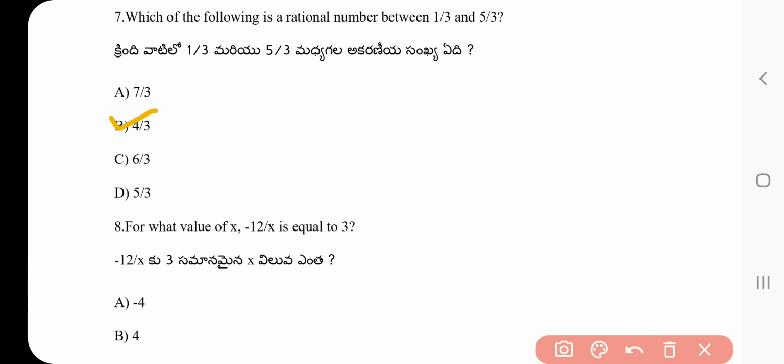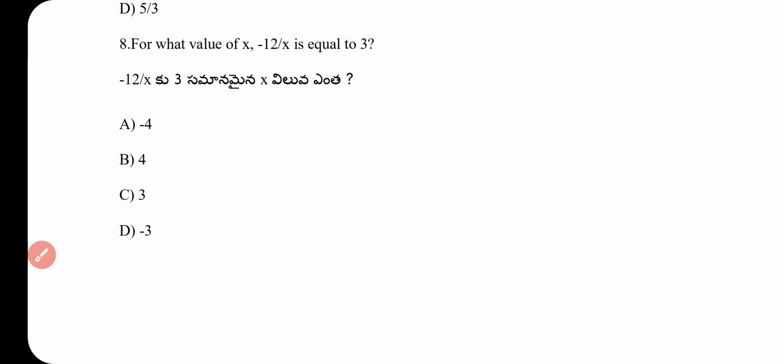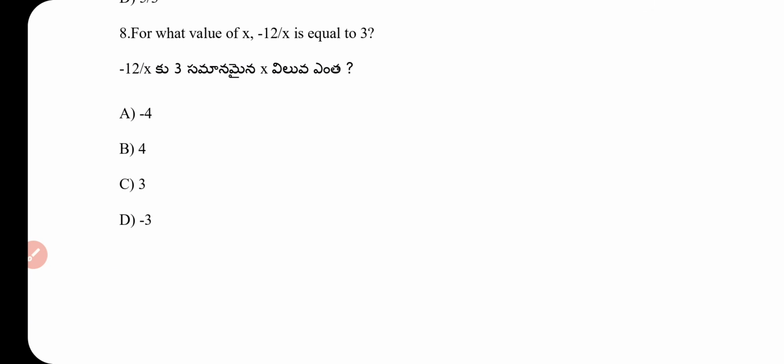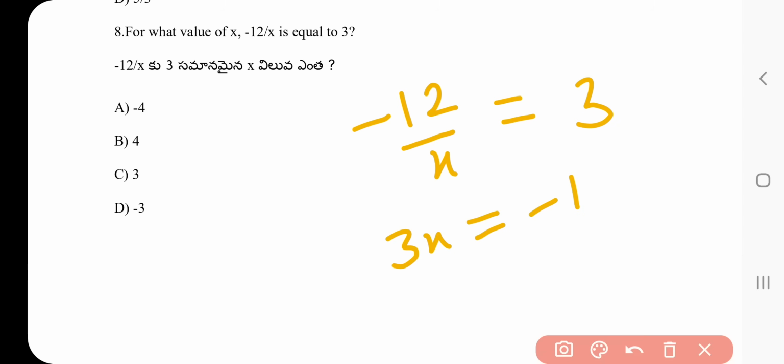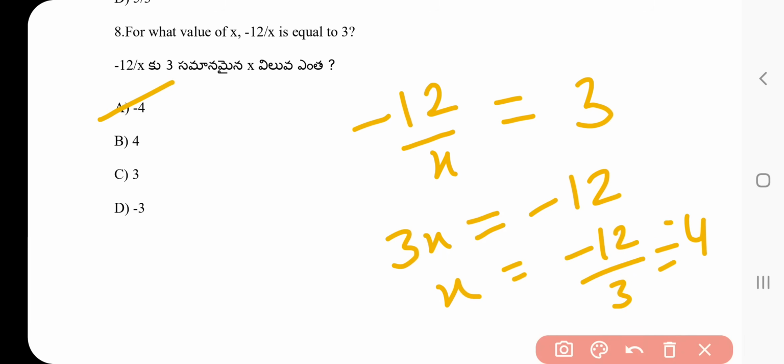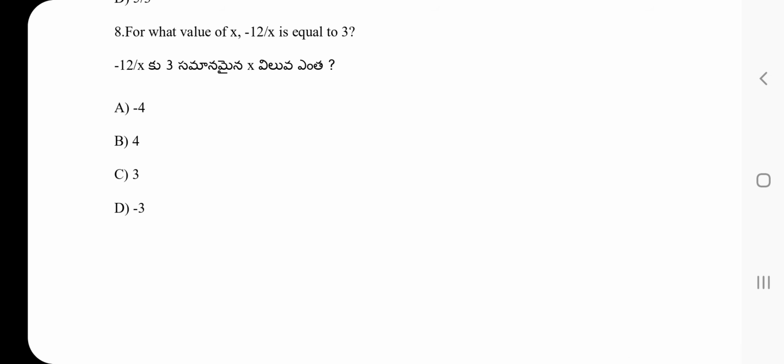Question number 8. For what value of x is -12 by x equal to 3? Options: -4, 4, 3, -3. What is the value of x? This is equal to 3. Transpose the value: 3x equals -12, and x equals -12 divided by 3. That means -4. -4 is the correct answer of the 8th question.